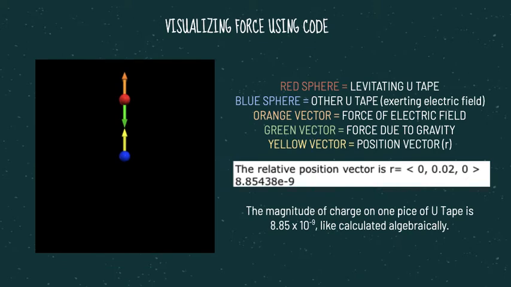This is the output of my code. The red ball is the floating tape and the blue ball is the tape creating the electric field. The charge on the tape as found in the program is the same as my charge calculated by hand.